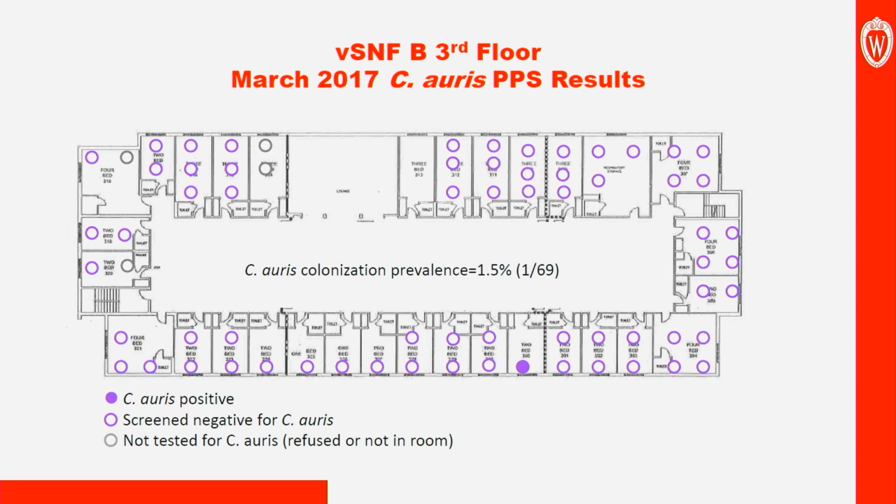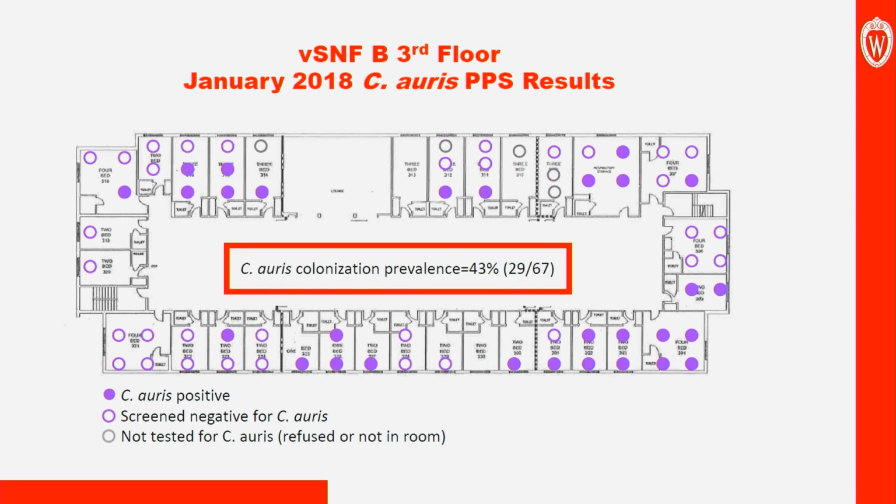So this was a ventilator skilled nursing facility in another state, not in Wisconsin, fortunately. They screened this entire floor and found one Candida auris positive in March 2017. And then 10 months later, when they rescreened, unfortunately, they found many more cases. There's a prevalence of 43% on this floor. And this is very bad for all of those residents.